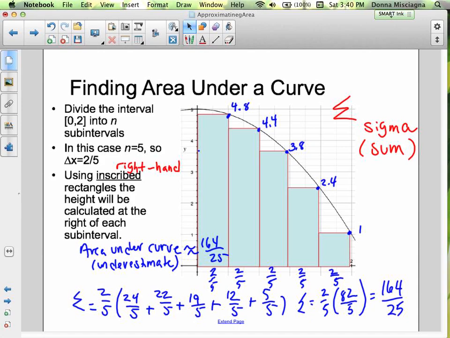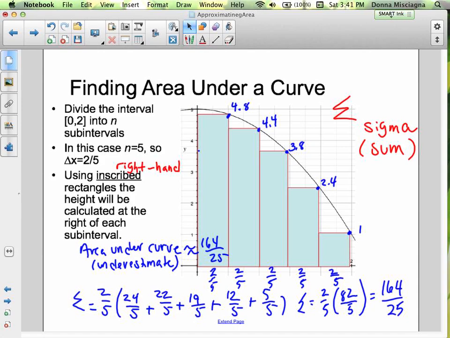All right, so 4.8. What's 4? How many fifths would we have if we divide 4 into fifths? You'd have 20, because 5 times 4 is 20, and then that's 8 tenths. So 8 tenths is the same as 4 fifths. So 24 fifths. Hopefully, changing to fractions is no big deal for you all. So 24 fifths plus 22 fifths plus 19 fifths plus 12 fifths plus 5 fifths. We add those all together, and they add up to 82 fifths.